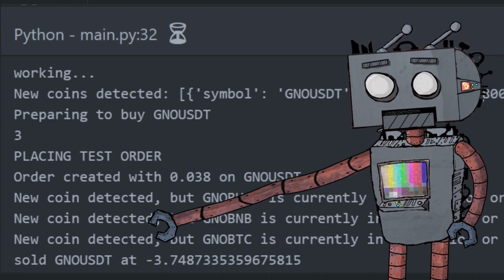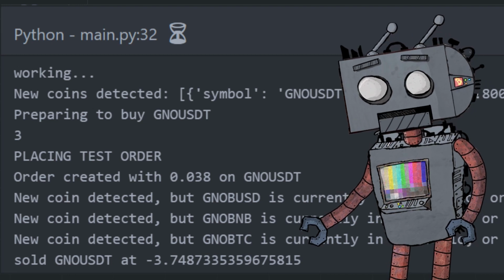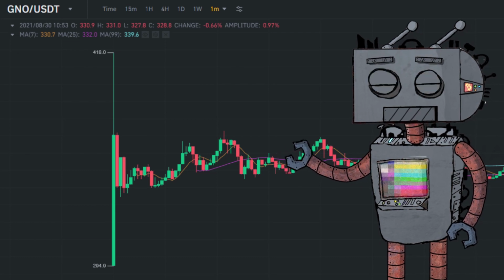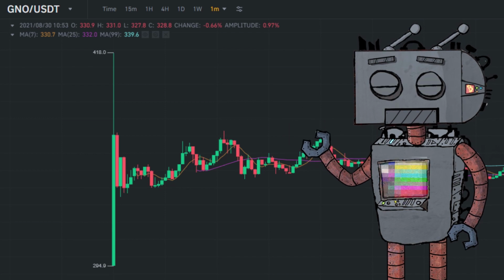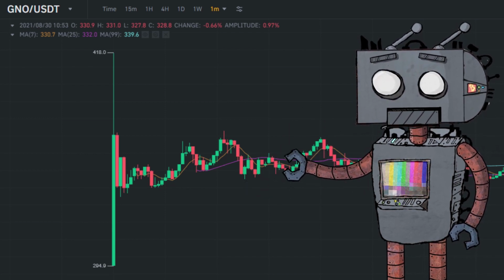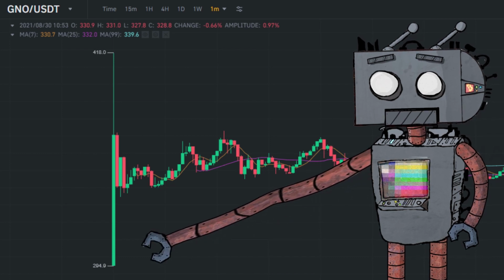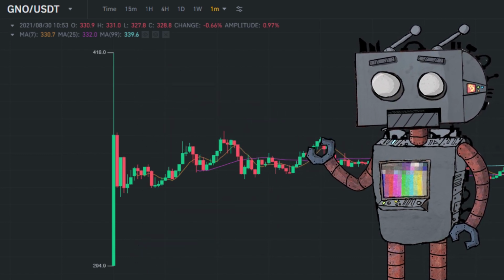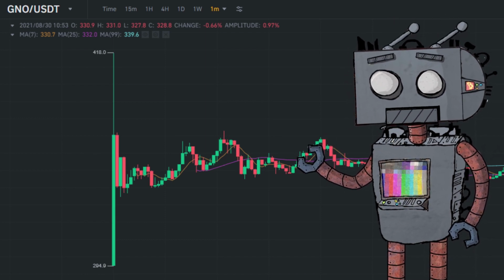And then shortly after, it sold the coin at -3.7. So bear in mind, this whole thing lasted about 0.3, 0.5 seconds, the detection, the buying, and the selling. And within this time, the coin already pumped and was on its way down. So it became quite clear to me that I need to work on the speed a little bit more.